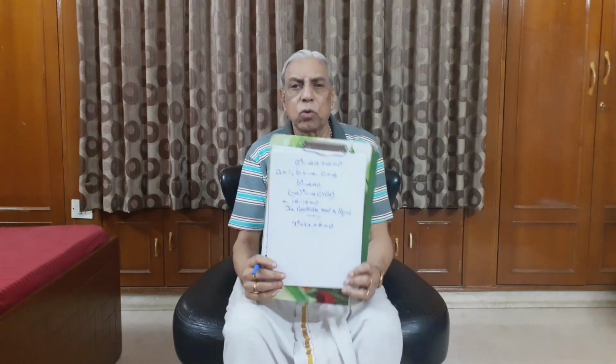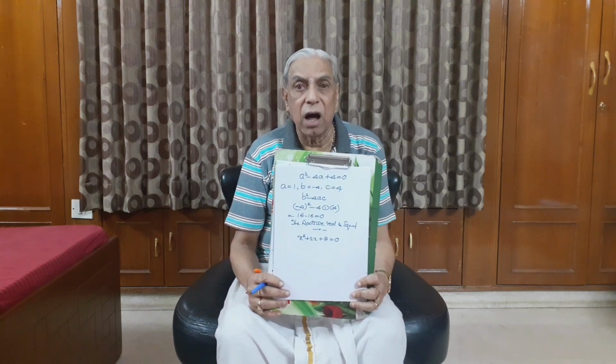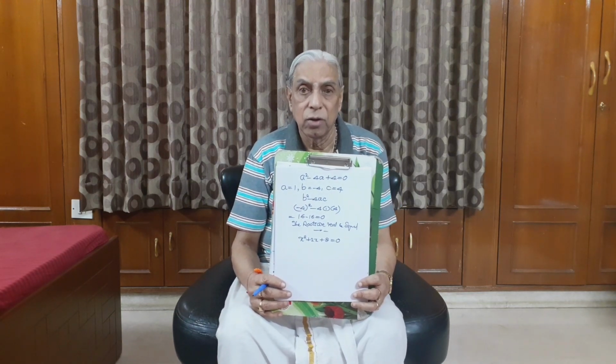And I shall go to the last one. I shall take now x square plus 2x plus 8 equals 0. I want to discuss the nature of the roots of this equation. What is it you have to do?